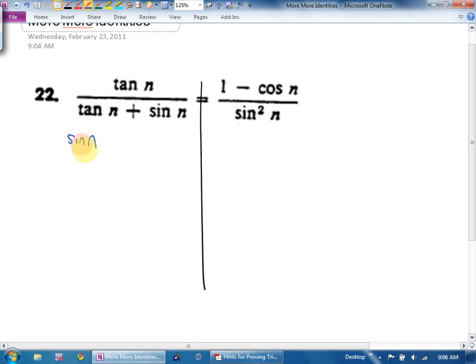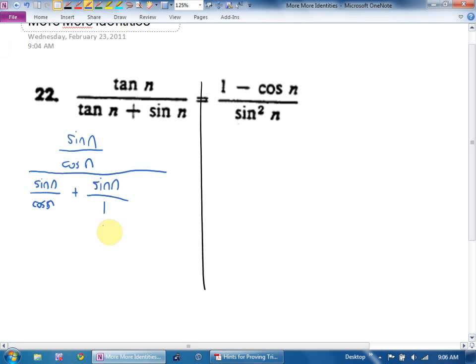sine n over cos, not s, Mr. Dueck. Good gosh. That n is throwing me off. I'm so used to Greek letters. All over sine n over cos n. Did it again. Plus sine n. Mr. Dueck is my math teacher. He says, don't you dare not write that as a fraction. If we have one fraction, we want all fractions.